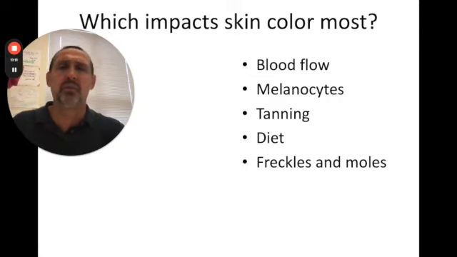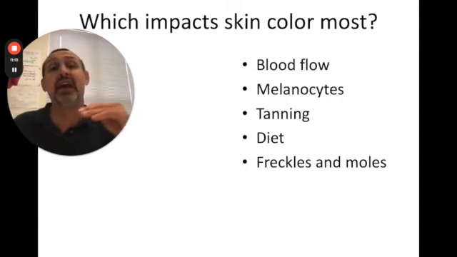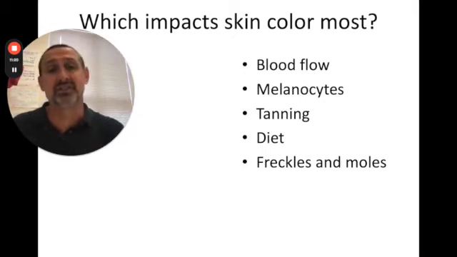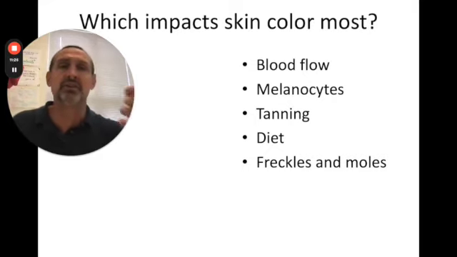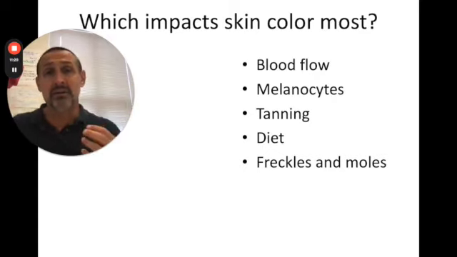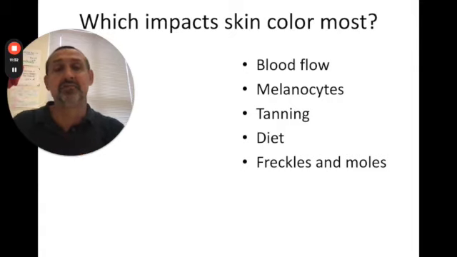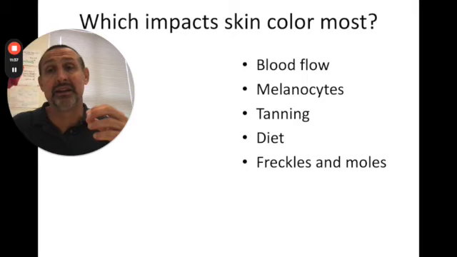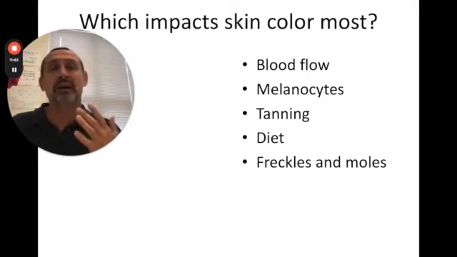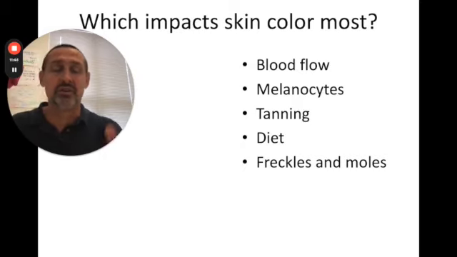So when you think about what impacts skin color most, definitely melanocytes. Of course, if you're exposed to lots of UV radiation, then the tanning will increase the production of the melanin. But blood flow can influence skin color, so you might turn red if you're feeling warm, or you might look pale if your face is draining of blood. A diet can certainly impact skin color, like by eating too many carrots, you might look yellow, or if your liver is damaged, you might have jaundice and look kind of yellow or orange.